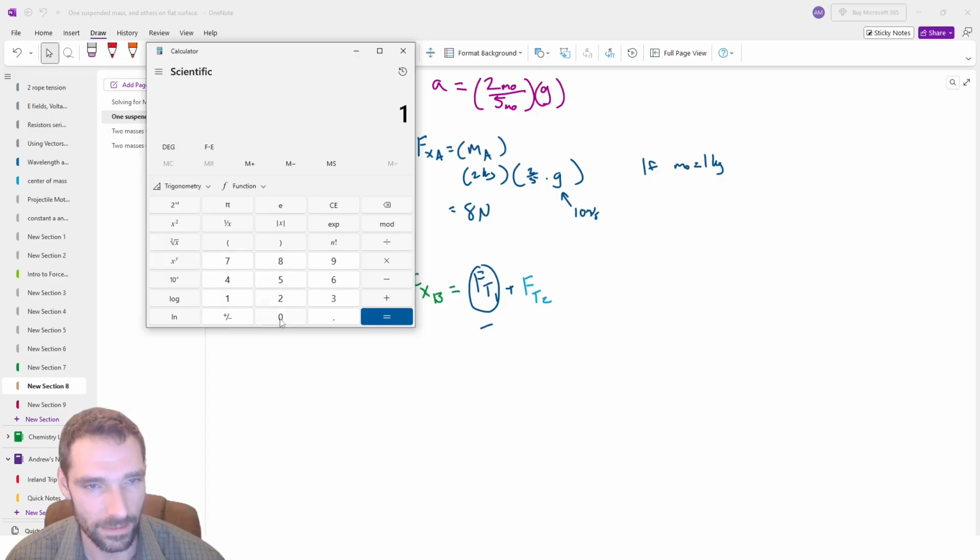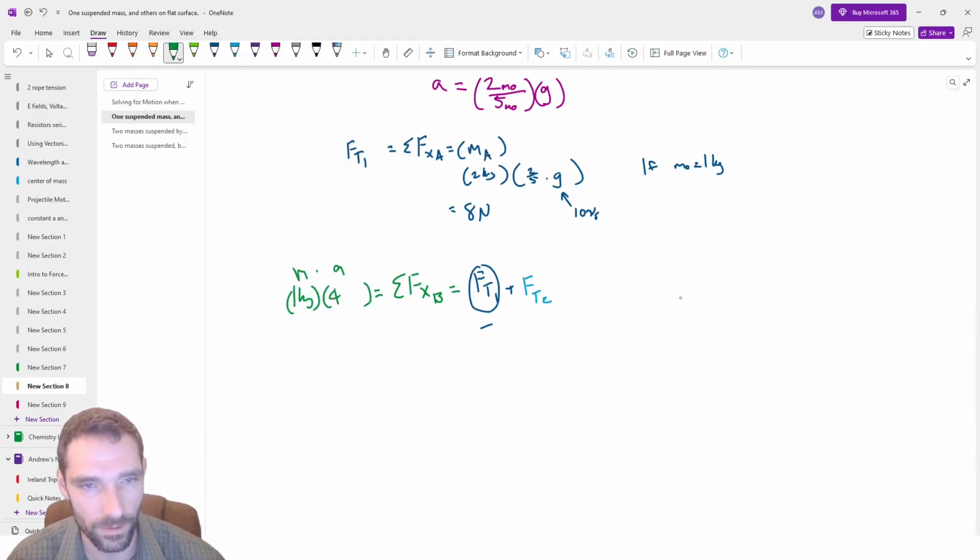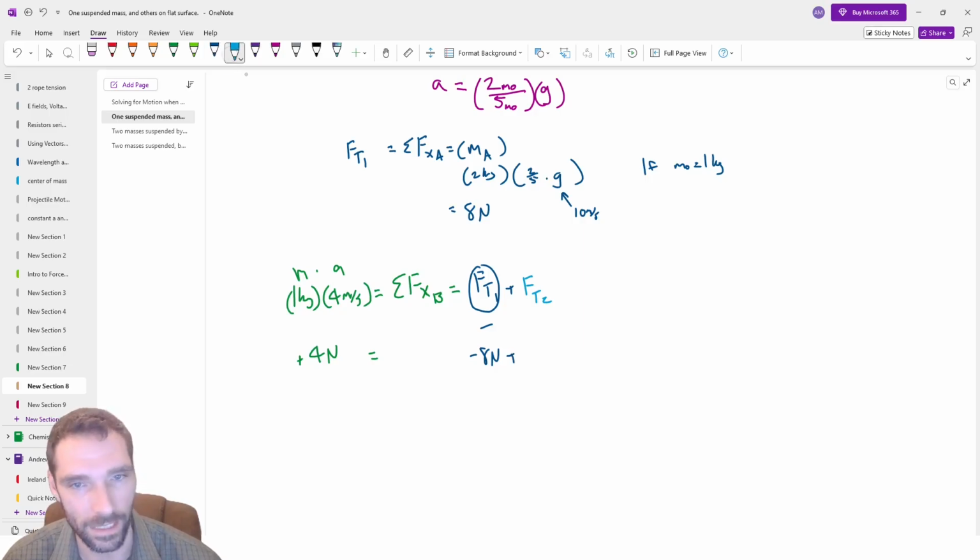So we have that 10 times 2 divided by 5. That's 4 meters per second squared. So we know that the net force here is about positive 4 newtons, which is equal to the 8 newtons from that first tension plus whatever we have for the second tension. So the force of the second tension is going to be, it looks like, positive 12.